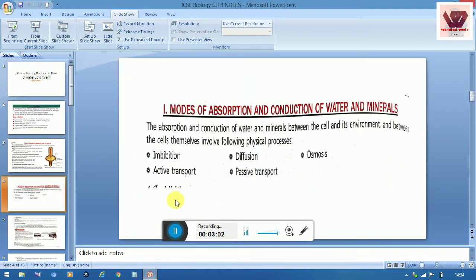Now what are the modes of absorption and conduction of water and minerals? There are 5 modes of absorption, that are imbibition, diffusion, osmosis, active transport and passive transport, right? Now we shall move to the next slide.